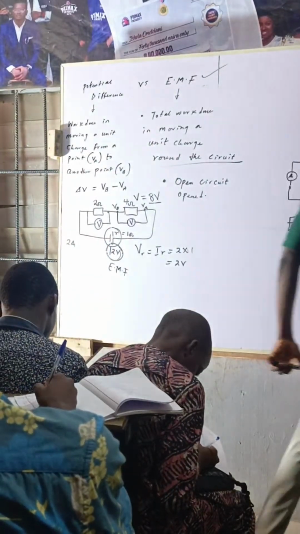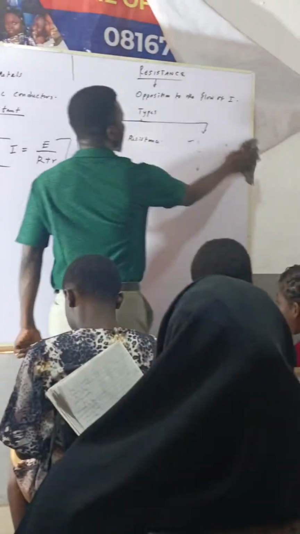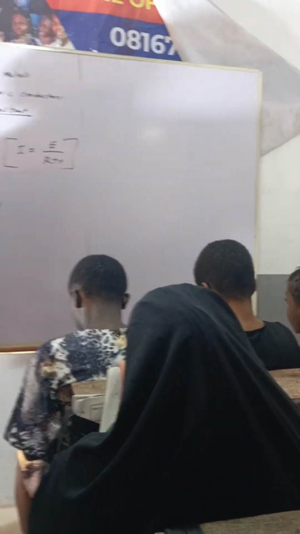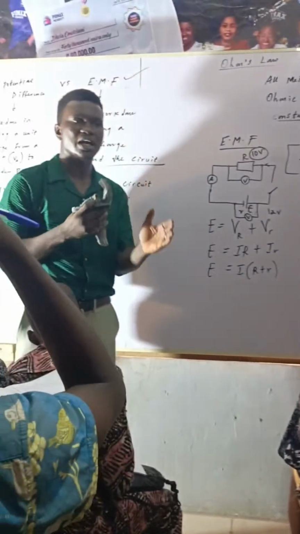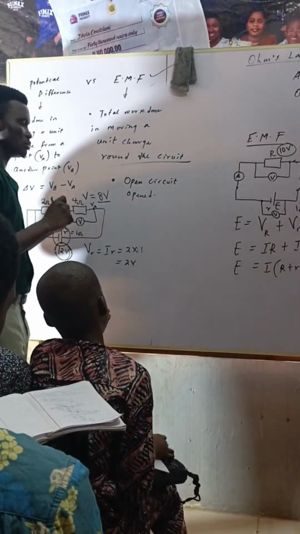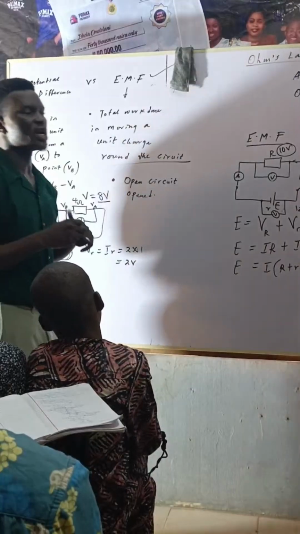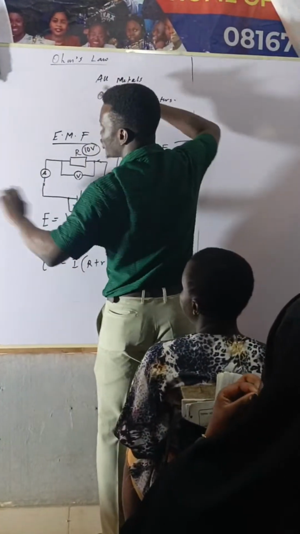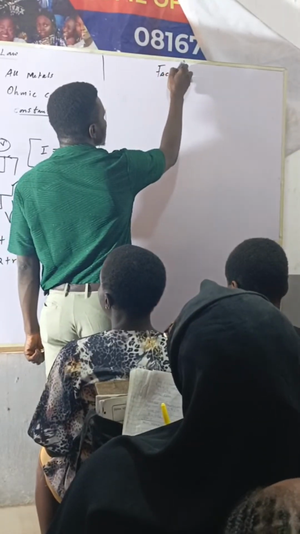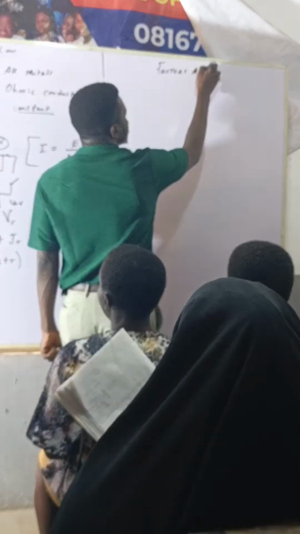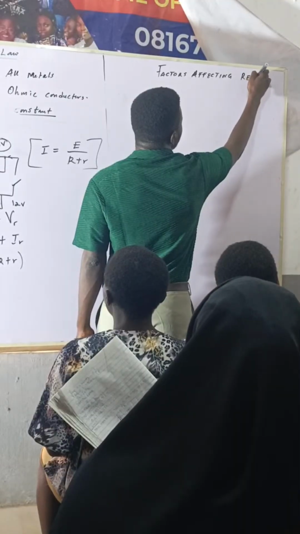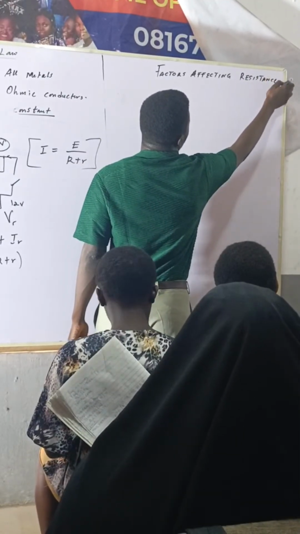So now that we know about EMF and potential difference, we are going to solve some questions and analyze them quickly before we go. But let's continue with resistance. Now that we know everything about potential, let's look at the factors affecting the resistance of a resistor. I'm not going to waste time since we already did this for the capacitor.